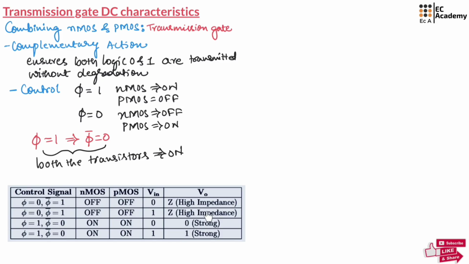So to turn on the transmission gate, the condition is we need to apply Q equal to 1. In that case, Q bar will be equal to 0. For this condition, both NMOS and PMOS will be on. So when input is equal to 0, we will have output equal to 0, which is a strong output, and when input is equal to 1, the output will be a strong logic 1 due to PMOS.